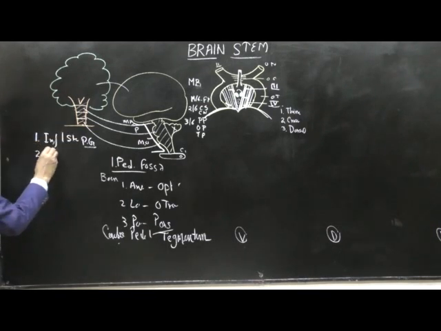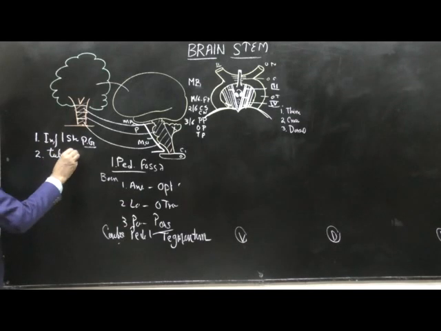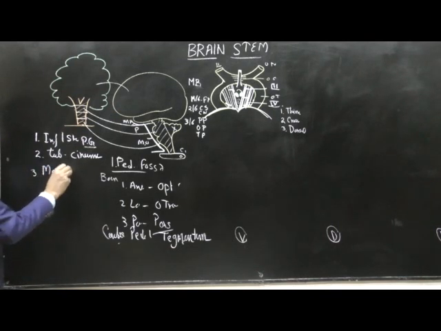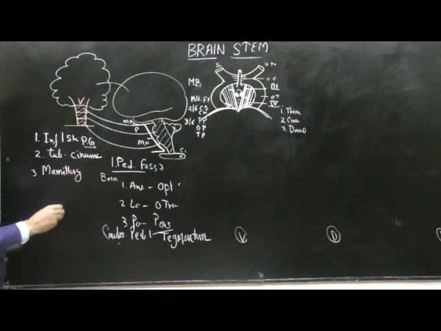Second content is the tuber cinereum. The tuber cinereum is made up of the grey matter and it lies in the anterior aspect. Then there are two mammillary bodies. These mammillary bodies receive the fibers from the columns of the fornix. And from this mammillary body, fibers go to the thalamus, called the mammillothalamic tract. And this mammillary body and the fornix are concerned with the limbic system and the rhinencephalon.